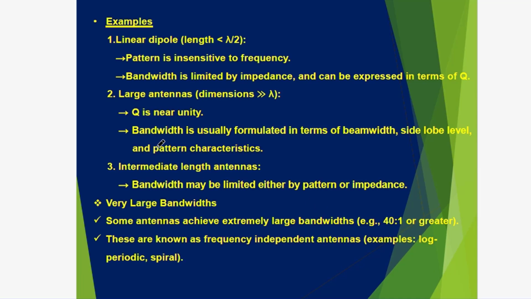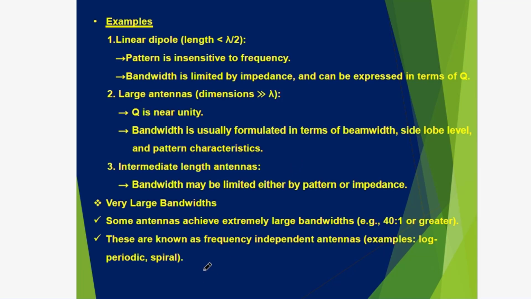Then coming to large antennas whose dimensions are greater than lambda, the quality factor Q is nearly unity, and bandwidth is usually formulated in terms of beam width, side lobe level and pattern characteristics. It has no impedance bandwidth, it has pattern bandwidth. Then the third type, intermediate length antennas: bandwidth may be limited either by pattern or impedance. You can define both pattern bandwidth and impedance bandwidth for intermediate length antennas.